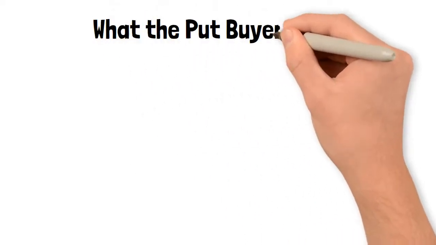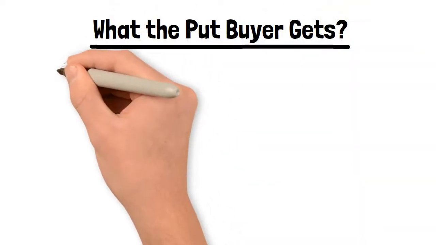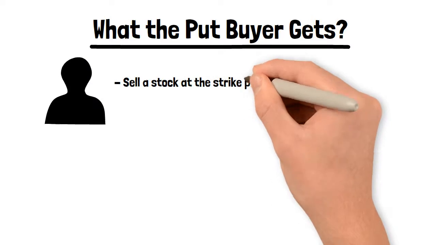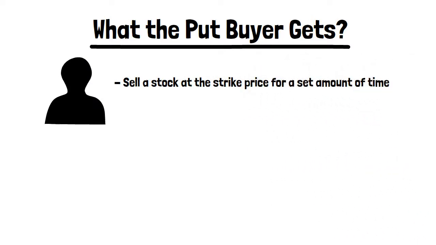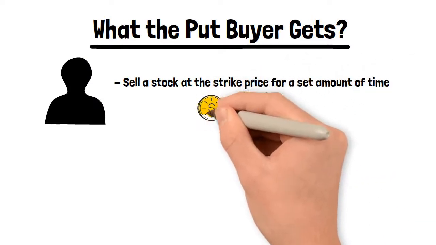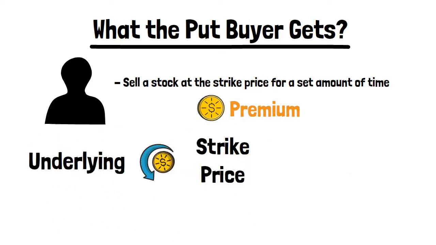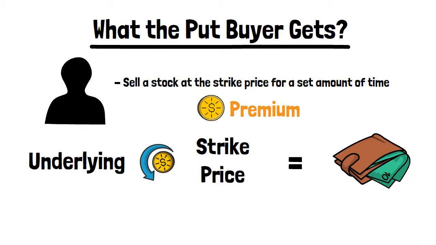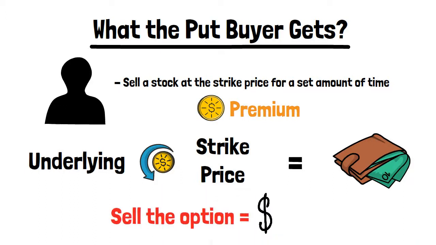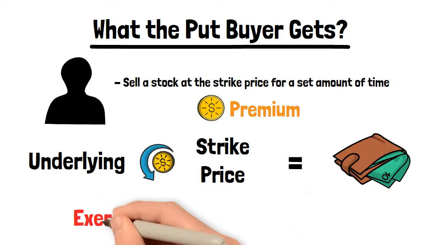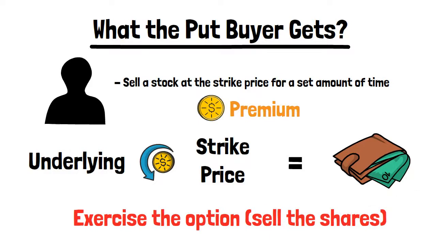What the put buyer gets. The put buyer has the right to sell a stock at the strike price for a set amount of time. For that right, the put buyer pays a premium. If the price of the underlying moves below the strike price, the option will be worth money. It will have intrinsic value. The buyer can sell the option for a profit. This is what many put buyers do, or exercise the option, sell the shares.